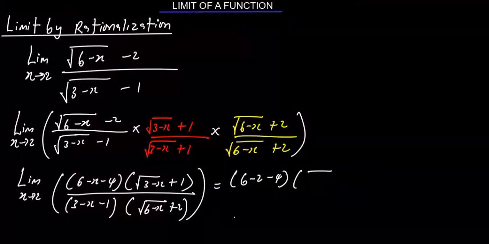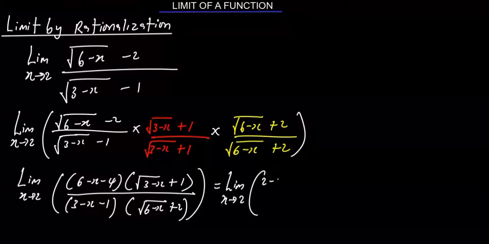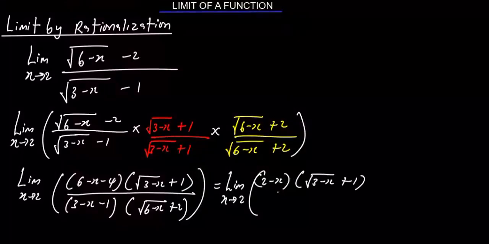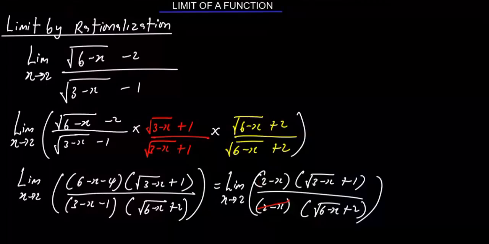Let's do something first. Let us simplify before we evaluate the limit. So let's simplify, limit x tends to 2. 6 minus x minus 4 will give me 2 minus x. Then this will give me square root of 3 minus x plus 1, all over. This will also give me 2 minus x. Then this will give me square root of 6 minus x plus 2. So if you refuse to simplify first before you substitute limits, you enter that trap I entered. And what you're going to do here is just cancel them out. Then you can now substitute your limits. So you have to cancel what is common out before you substitute your limits. If not, you run into an error.